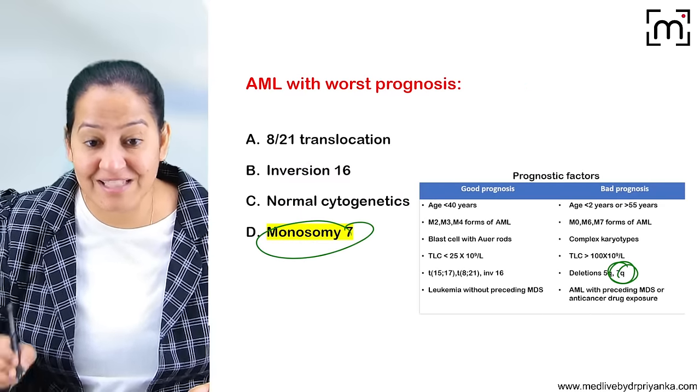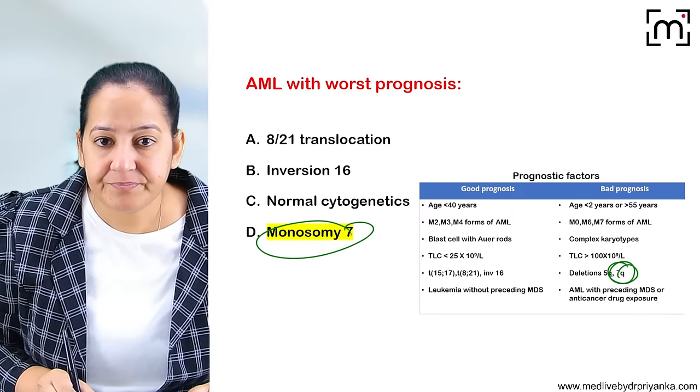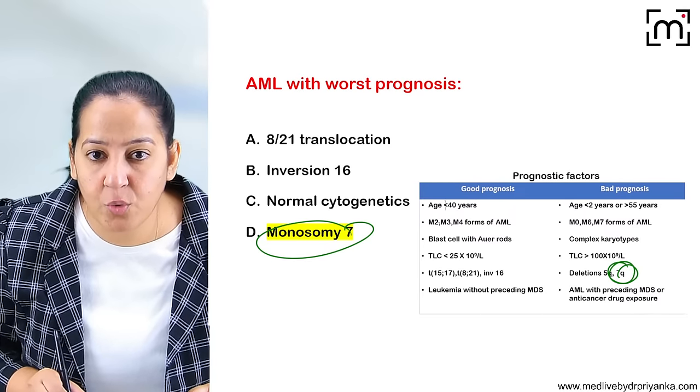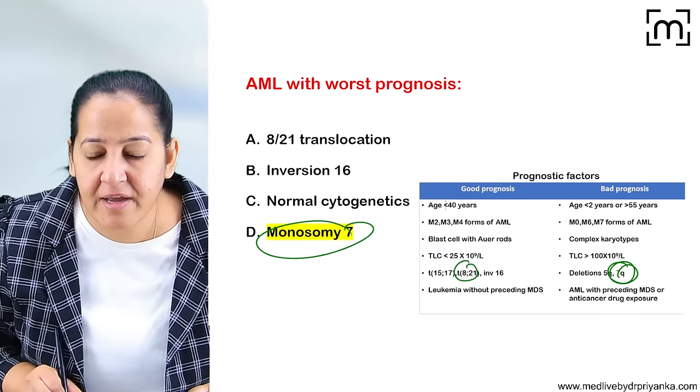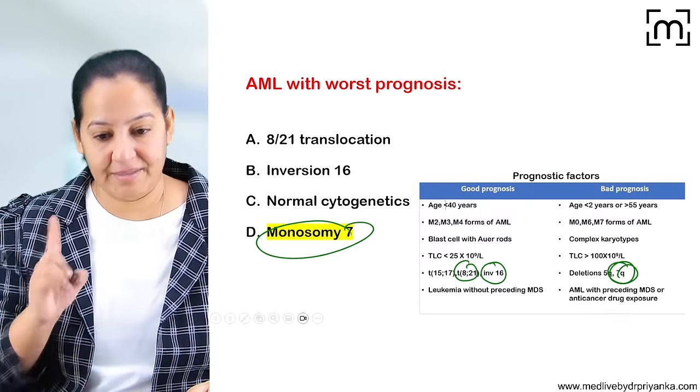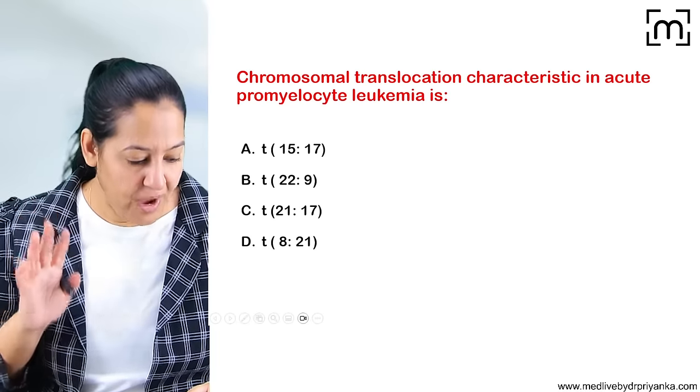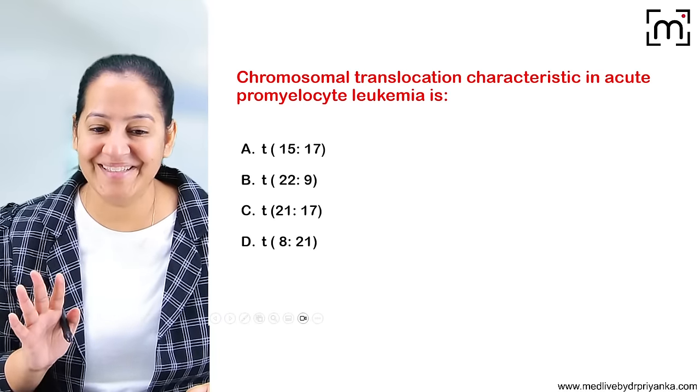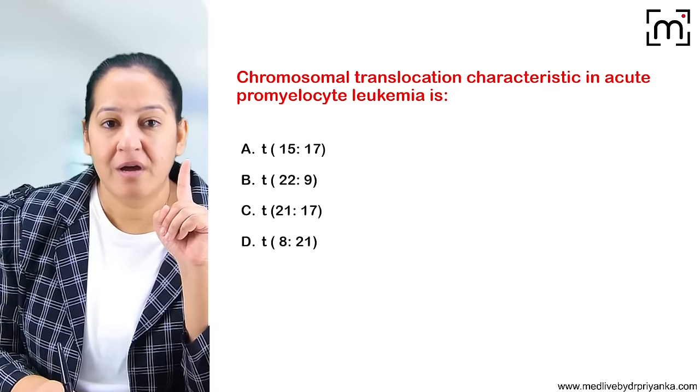You can see monosomy 7 is poor. But t(8;21) is a good one. Here you can see t(8;21) and inversion 16 are also good ones, but the 7q deletion is a bad one. So you have to learn this table. Got my point?